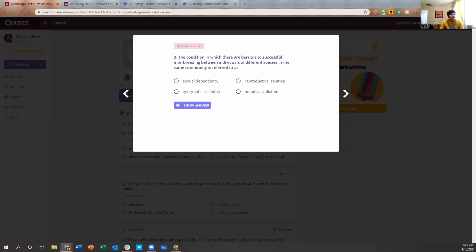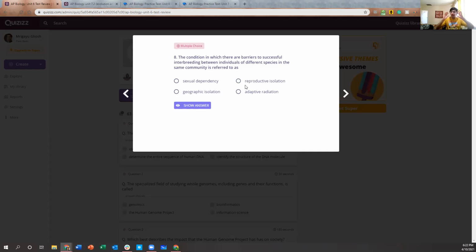Okay. A condition in which there are barriers to successful interbreeding between individuals of different species in the same community. So remember this, barriers to successful interbreeding between individuals of different species. Okay, so different species cannot reproduce with each other. So this is reproductive isolation. That's just a definition we need to know. It's reproductive isolation, and that's what leads to speciation, right?